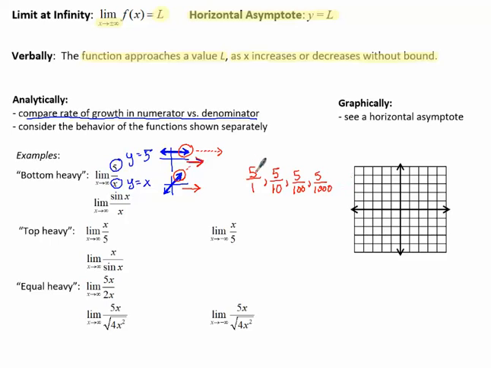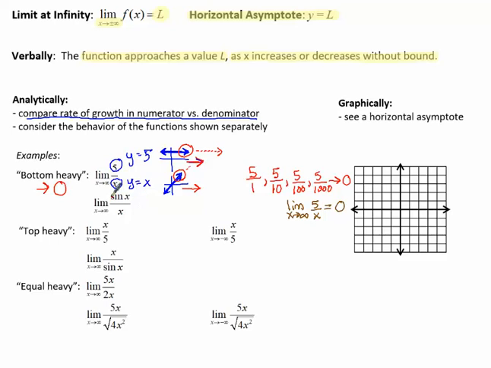Well, what's happening to these numbers? This makes 5, this makes 1/2, this makes 1/20th. It keeps getting smaller and smaller and smaller. These values are approaching 0. So the limit of a function that is bottom heavy is going to be 0. The function is going to approach 0. So rewriting this limit, the limit as x approaches infinity of 5 over x equals 0 because this is quote-unquote bottom heavy.